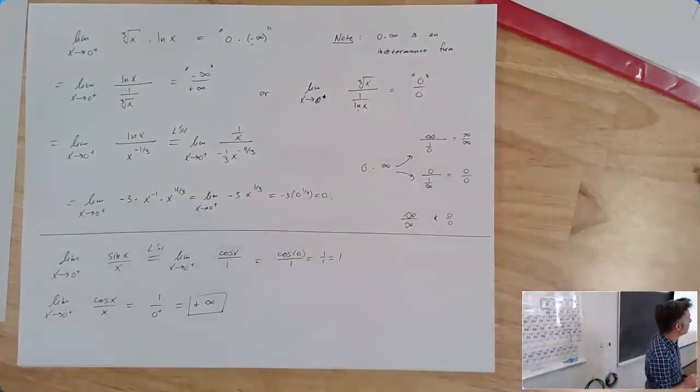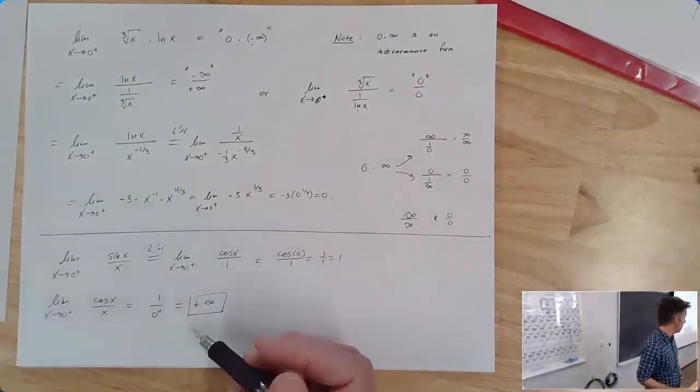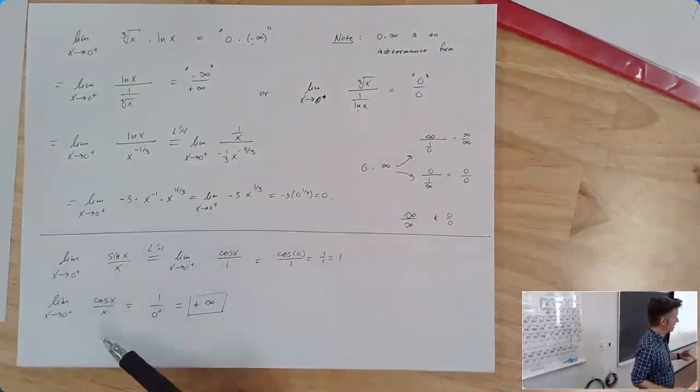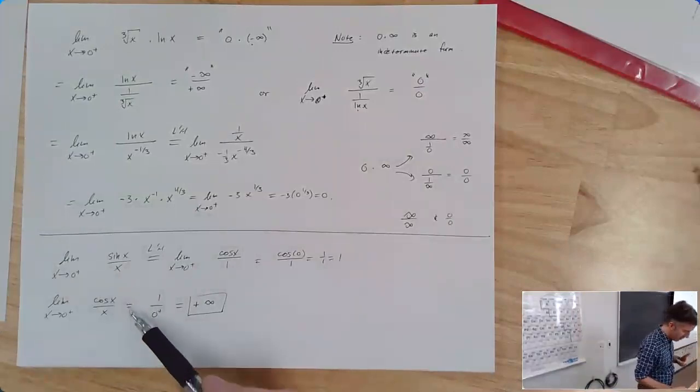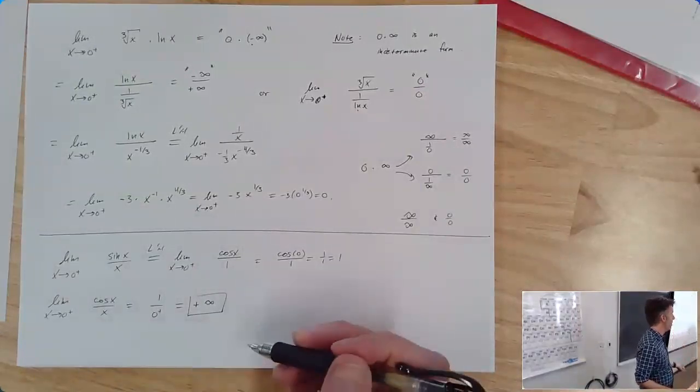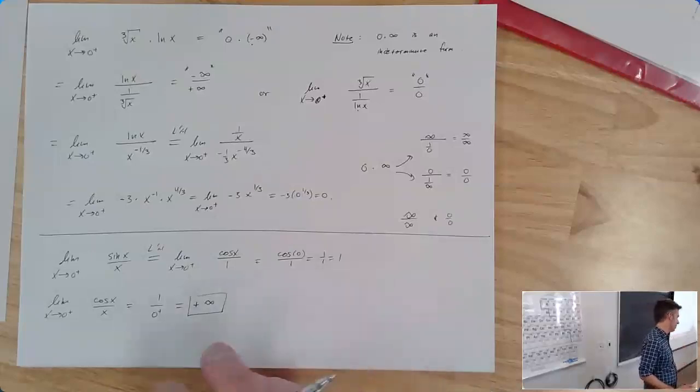Well, you're right. So technically this limit doesn't exist, but it doesn't exist in a very specific way. We know that as x gets closer and closer to 0, this function is getting larger and larger and larger. So even though this limit doesn't exist, we know it's getting really, really big. So we say the limit is positive infinity.